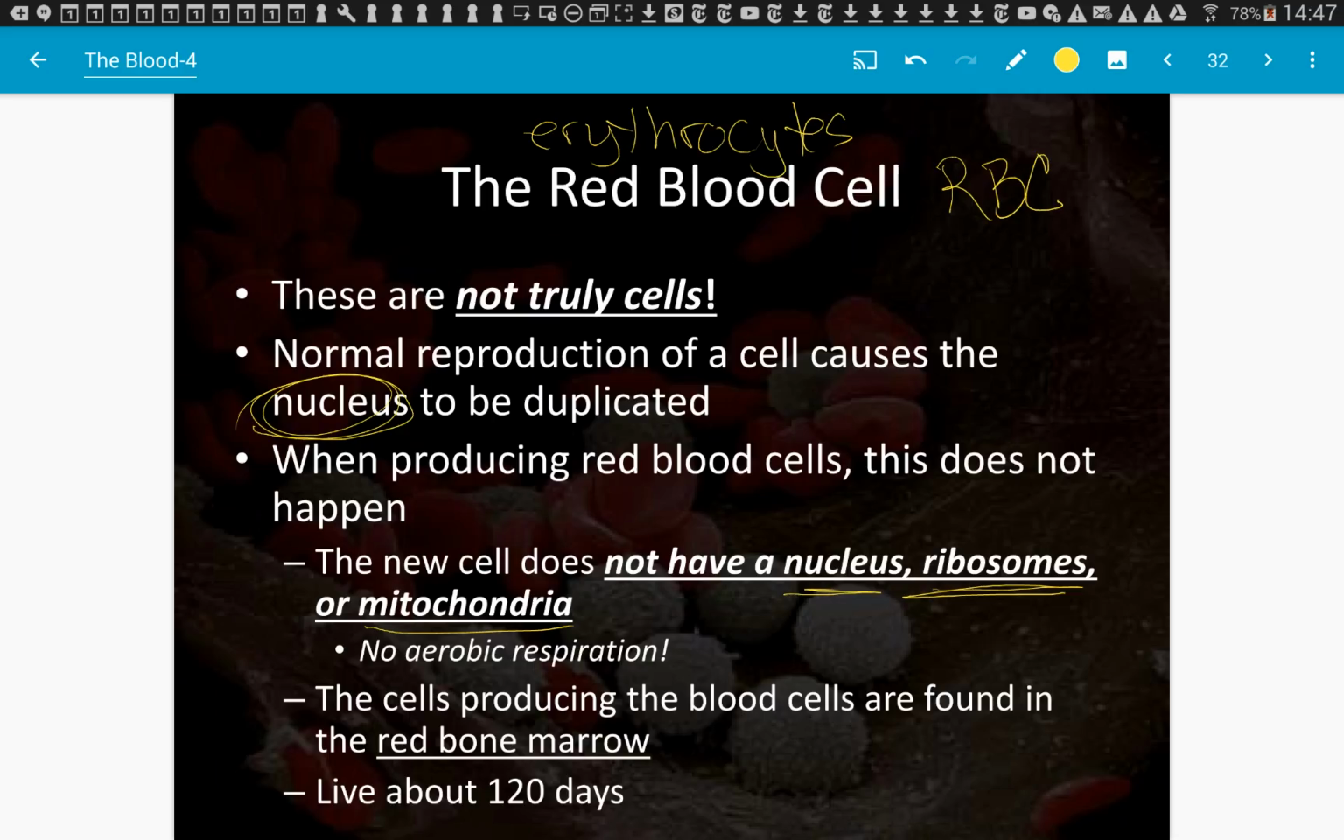Okay? And these are produced in the red bone marrow and live about 3 months or 120 days. And then, do you remember what cell recycles them? It's your macrophage. So the macrophage is what helps break down and recycle old red blood cells. Okay? Remember, they're part of the cleanup crew. That's one of their functions.